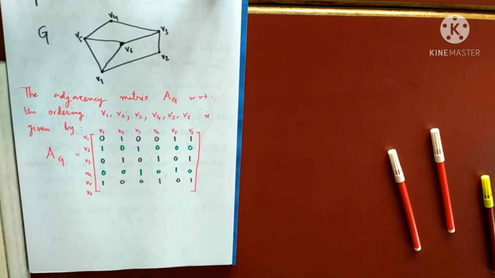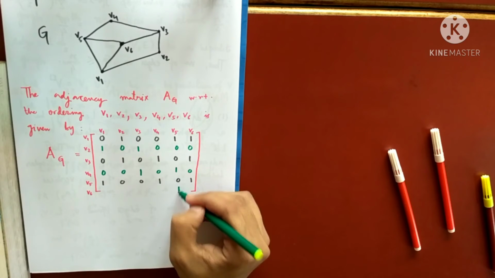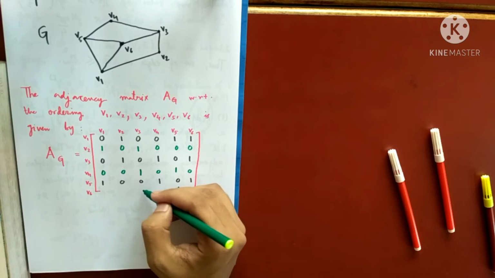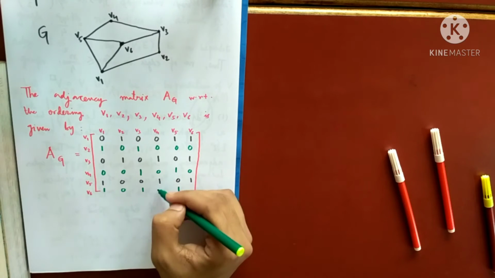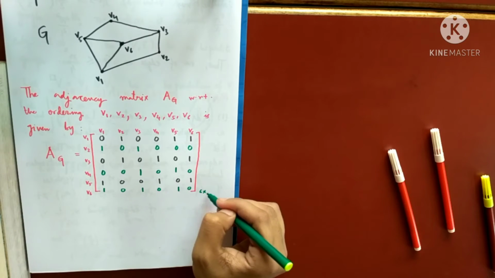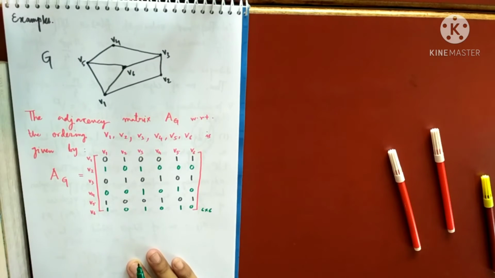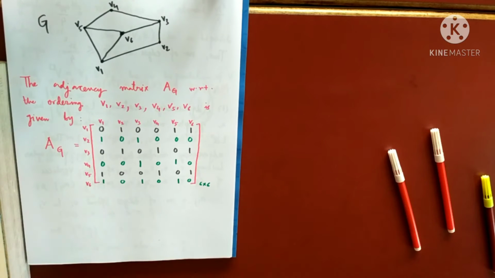And the last row: v6 is adjacent to v5, v3 and v1, rest all are 0. So this 6 by 6 matrix is the adjacency matrix of the given graph. So did you understand how to draw the adjacency matrix of a given graph?